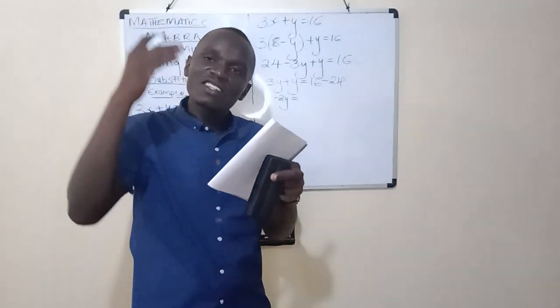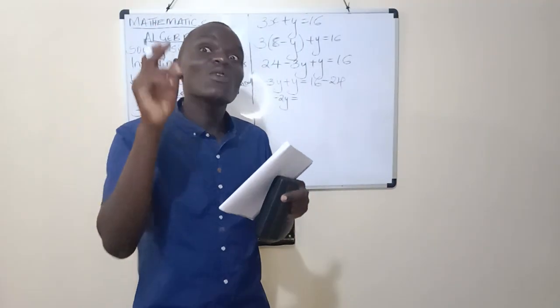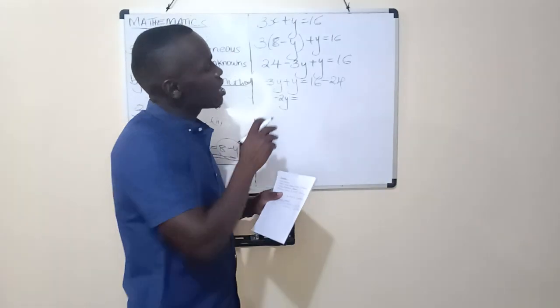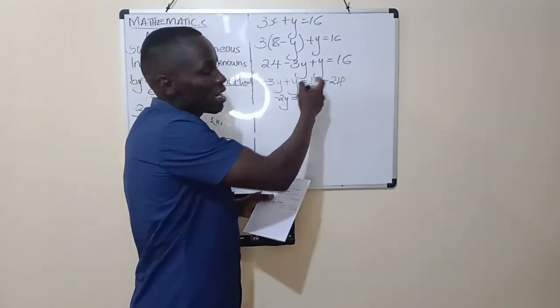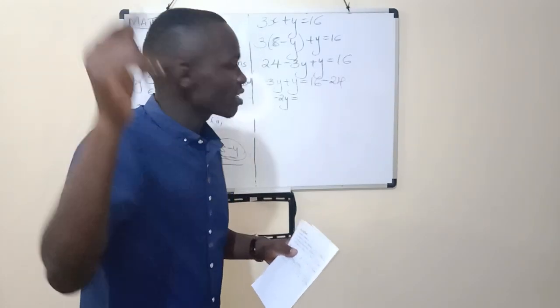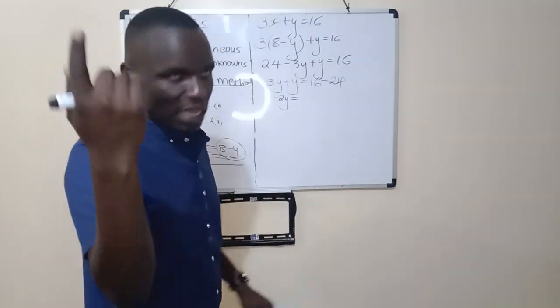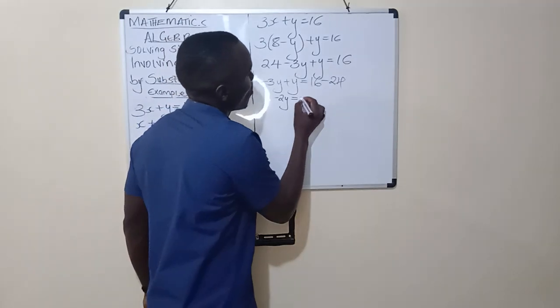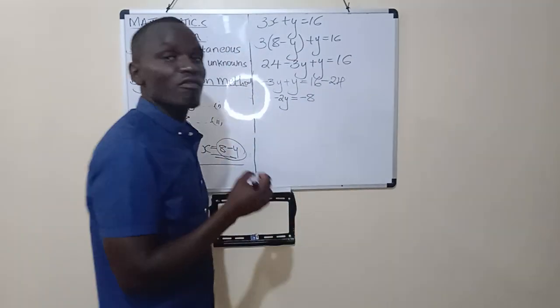So if I pay 16 shillings, I am going to remain with the debt. So in this case, we just have to take 24 minus 16, whereby we are going to have 8 as a debt. So 16 minus 24 is 8 as a debt. So we are going to have minus 8.